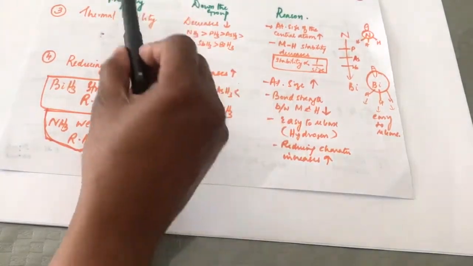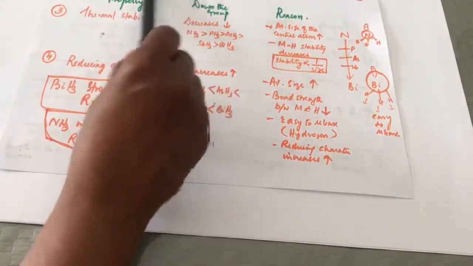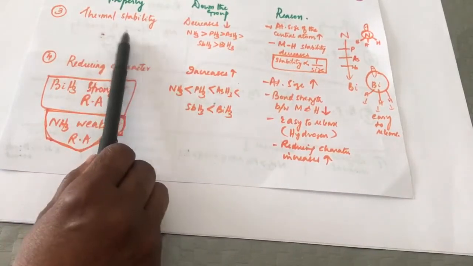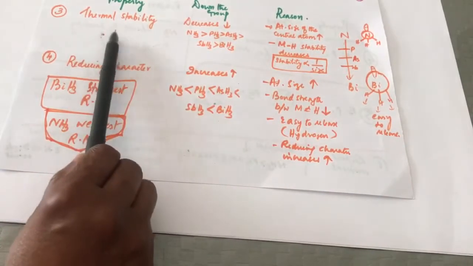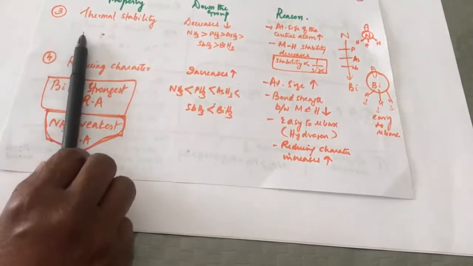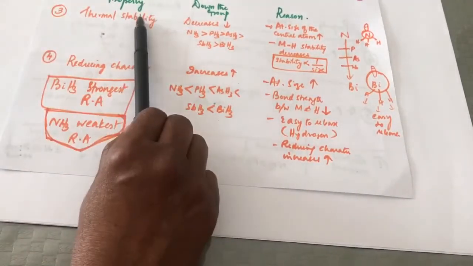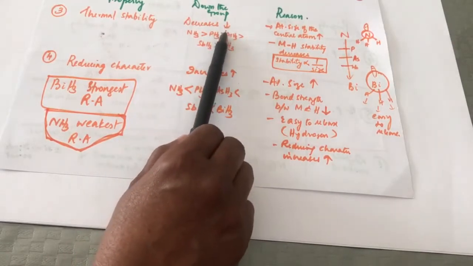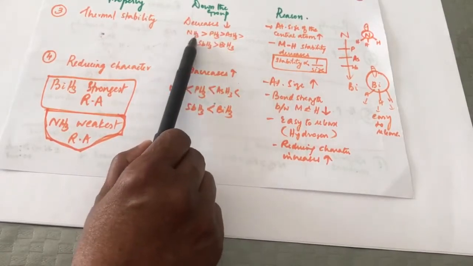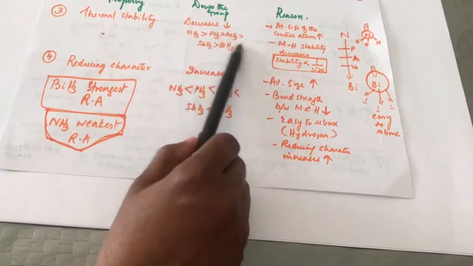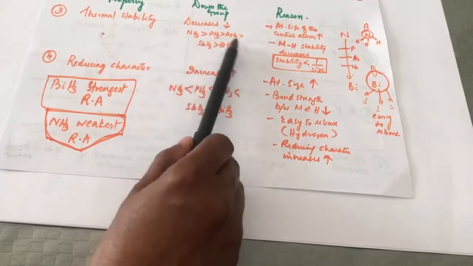Okay. Now we continue with the chemical properties of hydrides itself: the thermal stability. These are the questions that are normally asked. That is why I have put it like this. So what happens to the thermal stability? It decreases down the group. That means the maximum stability is for NH3, then comes PH3, then AsH3, SbH3 and BiH3.